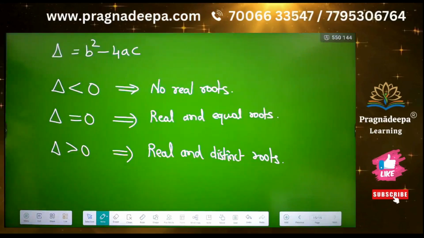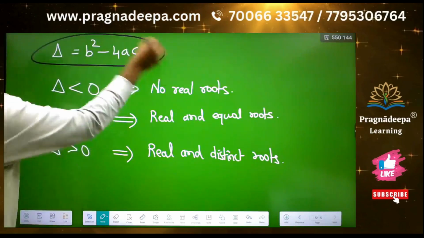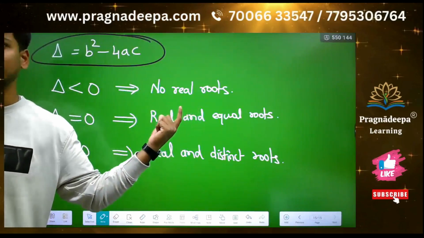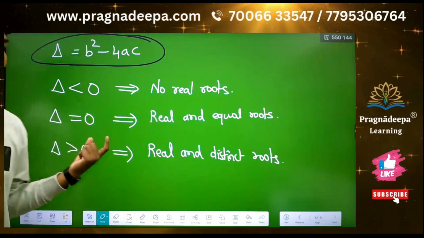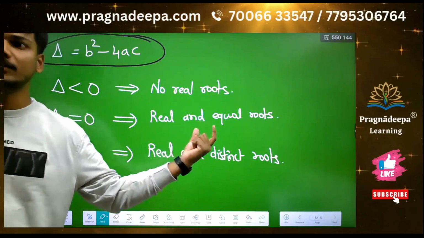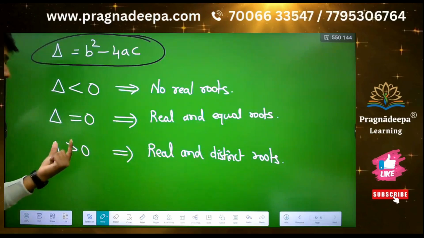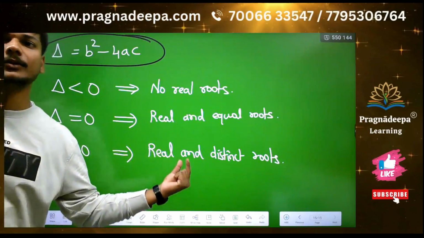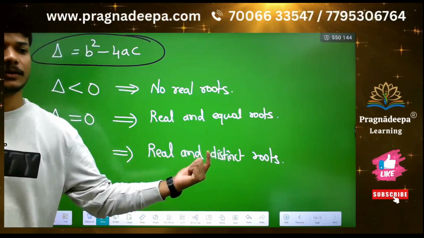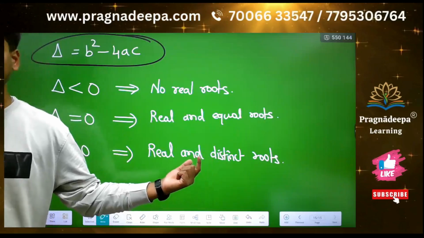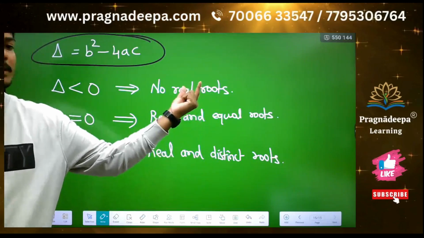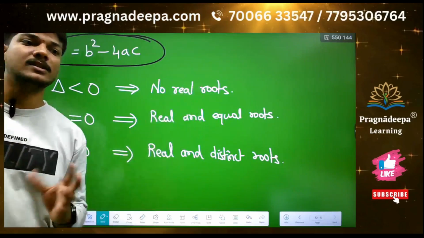So this is the nature of roots. b square minus 4ac less than 0 means you get no real roots, that means complex roots. If discriminant is equal to 0, you will get two real and equal roots. If discriminant is greater than 0, two real and distinct roots, different roots, for example x is equal to 2 and 3. Here, you will not get real numbers as roots.